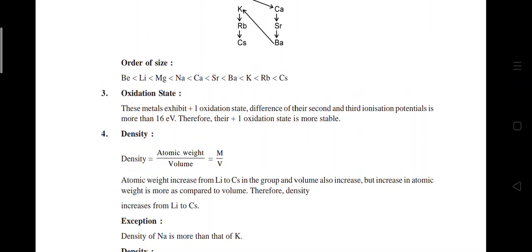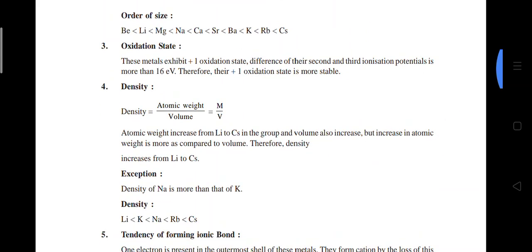Third, oxidation state. These metals exhibit +1 oxidation state. The difference of their second and third ionization potential is more than 16 electron volts. Therefore, their +1 oxidation state is more stable.